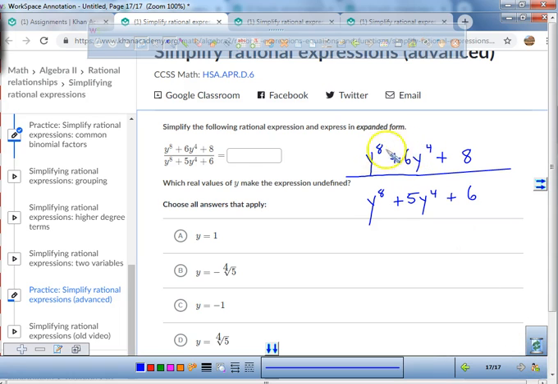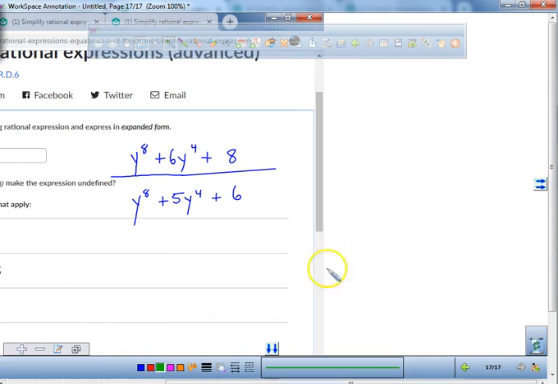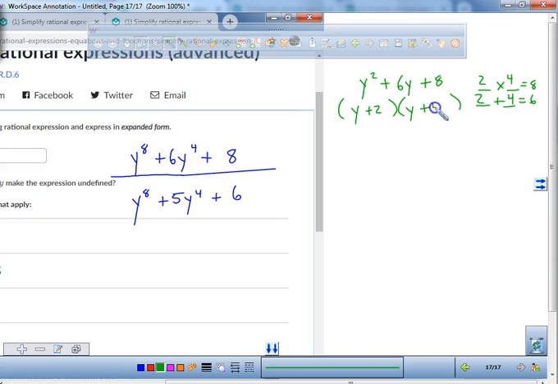Now, this is not going to be that complicated. Understand, if that's an 8 and that's a 4, it makes it really easy. The first thing I want you to do is compare something. If I said y squared plus 6y plus 8, what would those factor to? What two numbers multiply together to equal 8, but add together to equal 6? 2 and 4, right? So this one would just factor to y plus 2 and y plus 4.